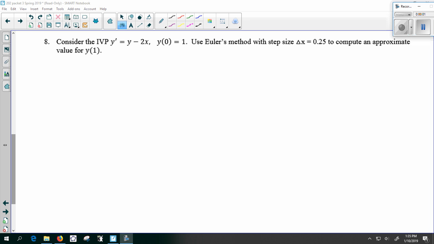All right, we're given an initial value problem, a differential equation with an initial condition, and we're supposed to use Euler's method with step size delta x is 0.25 to come up with an approximate value for y of 1. So it'll be helpful to make ourselves a little chart here. x_i, y_i.